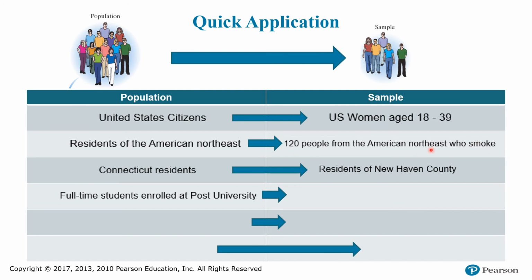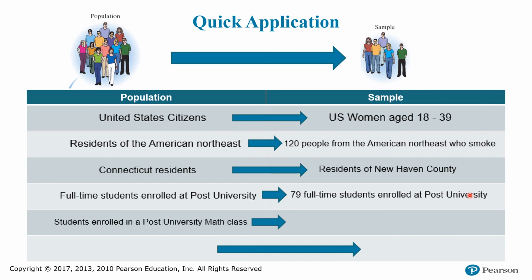If my population is full-time students enrolled at Post University, a possible sample could be 79 full-time students enrolled at Post University. So maybe I just pull a random sample of students from Post. If my population is students enrolled in a Post University math class, a possible sample could be Post University students enrolled in Statistics 1, because Statistics 1 is a subset of math classes here at Post. What if my population was students in this class? What could a possible sample be? So take a minute and think about that.